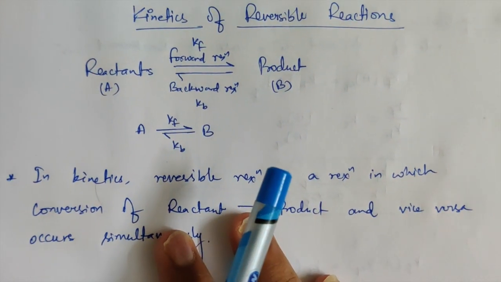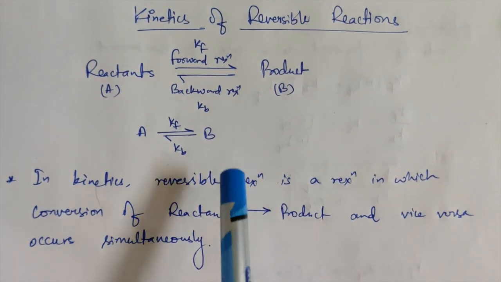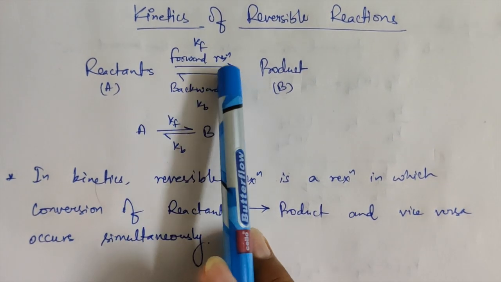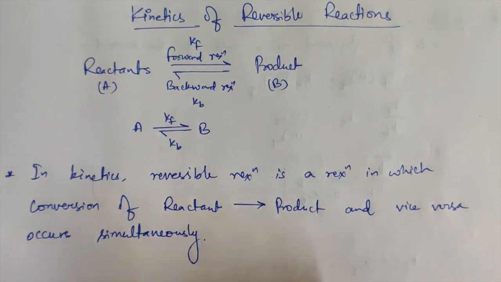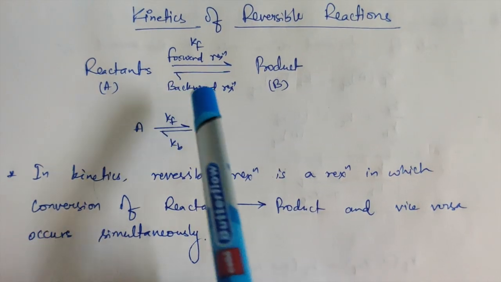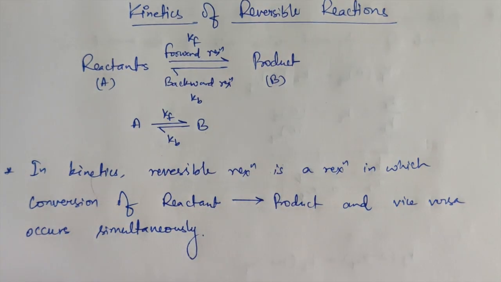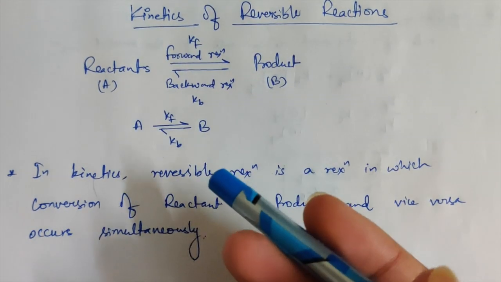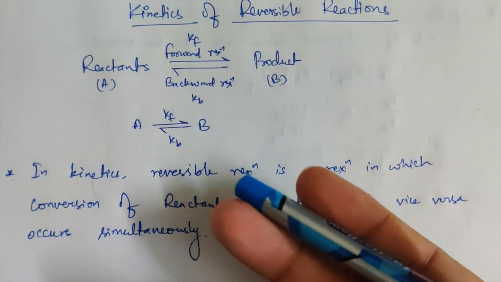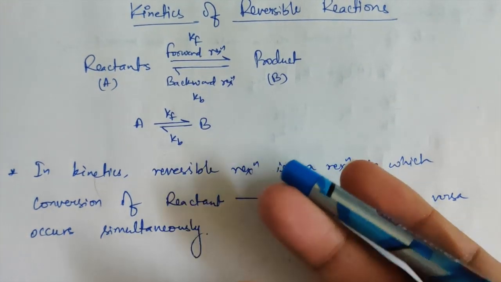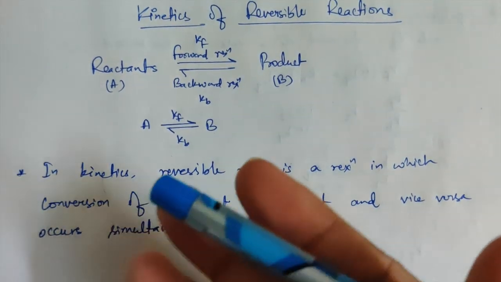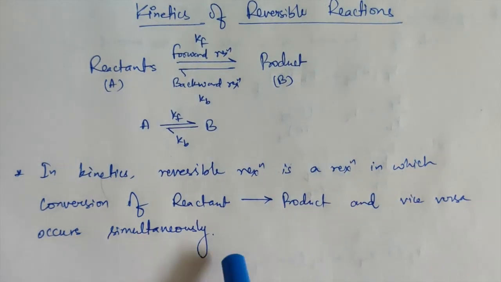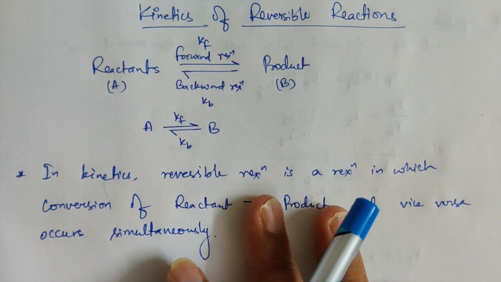Alright, so hello everyone and welcome to the channel. This video is going to be about the kinetics of reversible reaction. In this video I'm going to cover all the basic aspects of a reversible reaction. Also I'm going to derive the equation for how you can determine the rate constant for the forward reaction and for the backward reaction, and what will happen at equilibrium and what equation you will get. Those things I'm going to cover in this particular video.